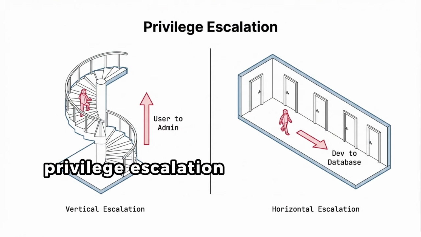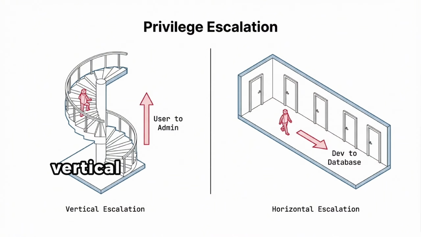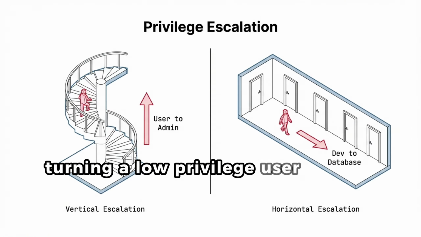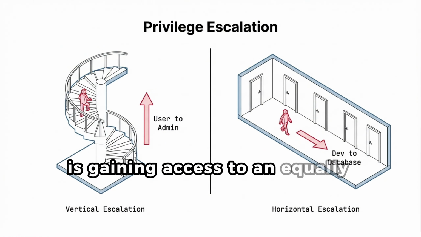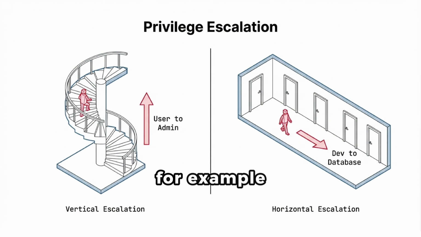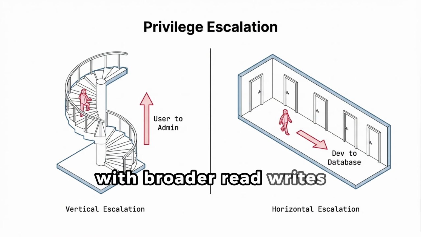Privilege escalation sits at the heart of this story. There are two types to keep in mind: vertical and horizontal. Vertical escalation is climbing the privilege ladder, turning a low-privilege user into an admin. Horizontal escalation is gaining access to an equally privileged user, but in a more valuable context. For example, moving from a developer account to a database account with broader read rights.